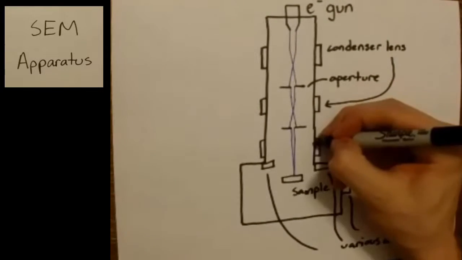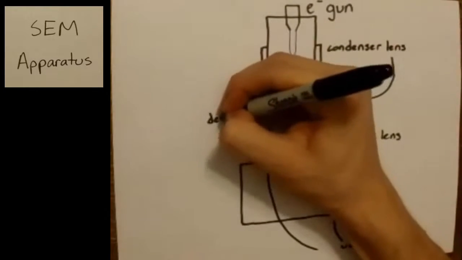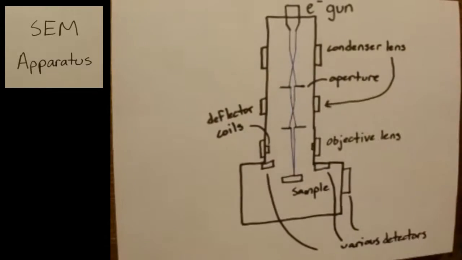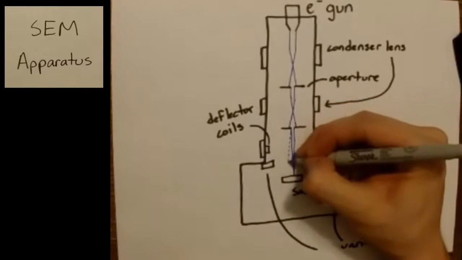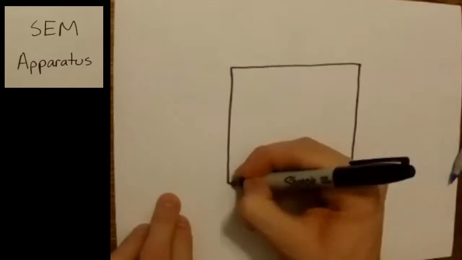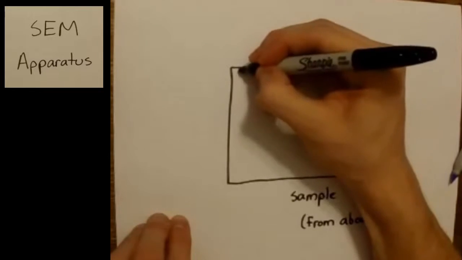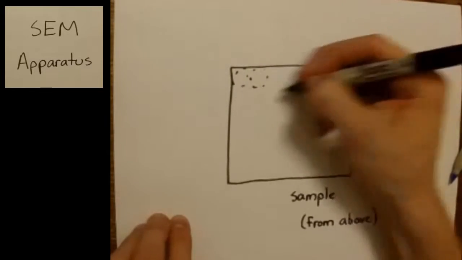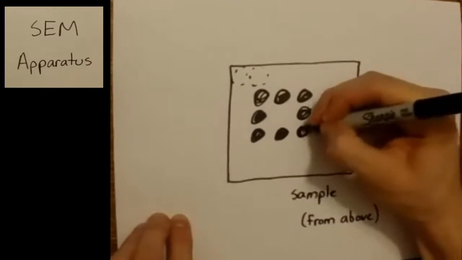Unlike optical lenses, these electron lenses can be dynamically adjusted by varying the DC current in the electromagnets that make up each lens. A final set of coils is used to deflect the beam so that it can be raster scanned across the sample. In other words, the electron beam will be focused on this point until a measurement is made, and then it will move here, and then here, and then so on until an image is produced.